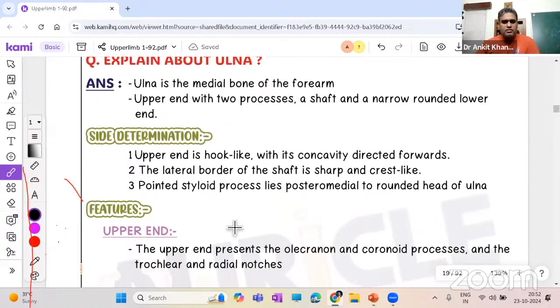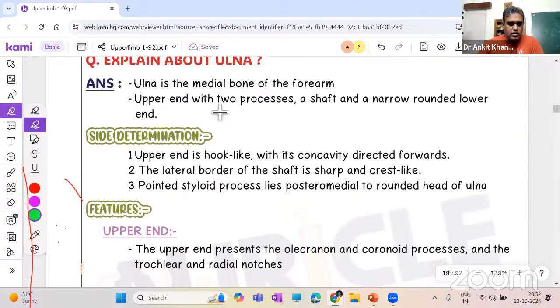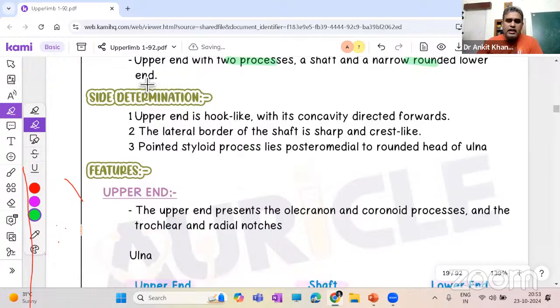So these two things. And after this, let us see a bit more from the notes perspective. It is a medial bone. It has two processes, a narrow, rounded lower end. Concavity directed forwards, so side determination again is important. Hook-like concavity directed forwards is the point. The lateral border of the shaft is sharp, that is the interosseous border. Pointed styloid process, if you can find it, then very good.